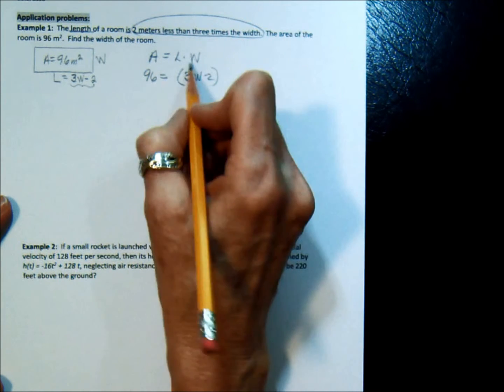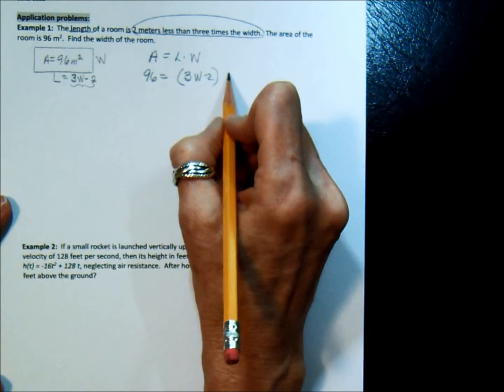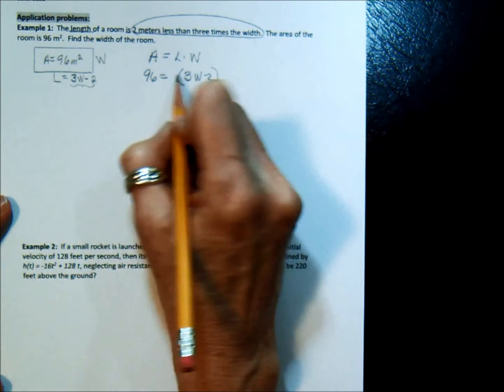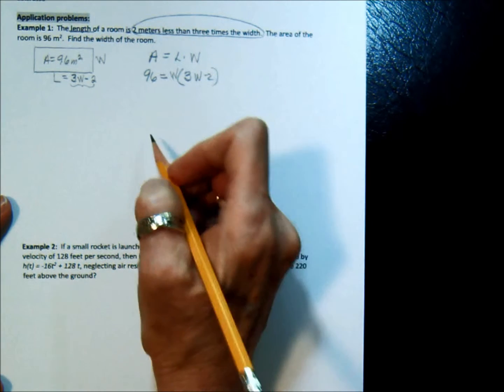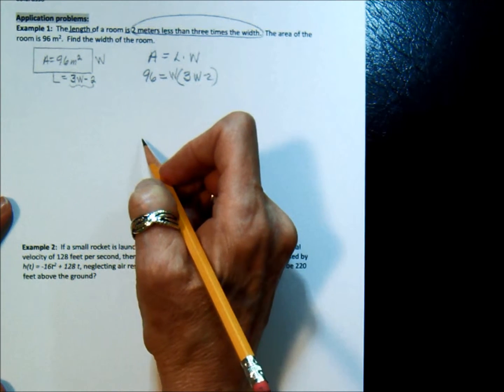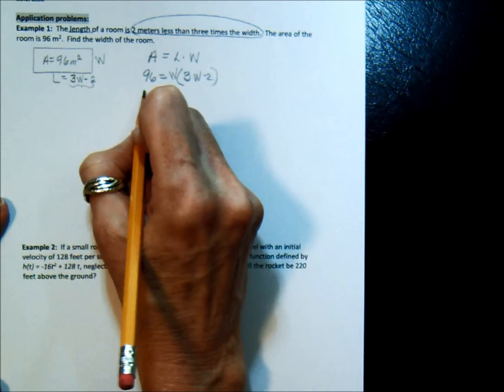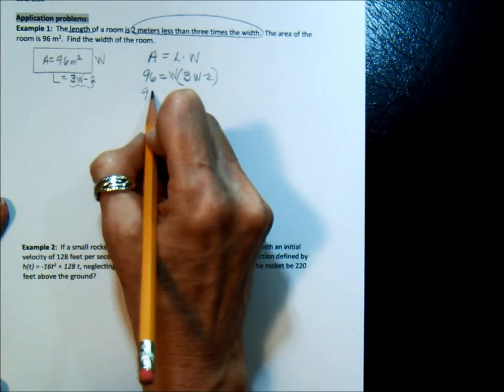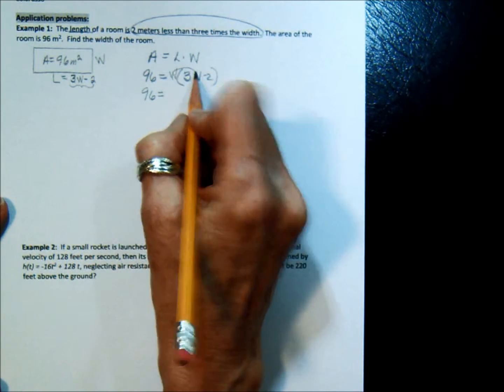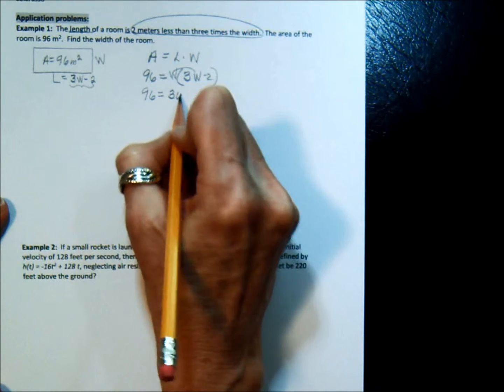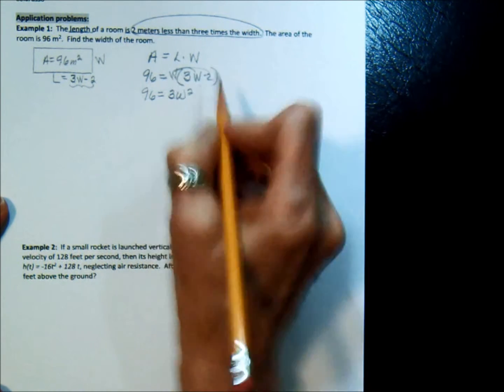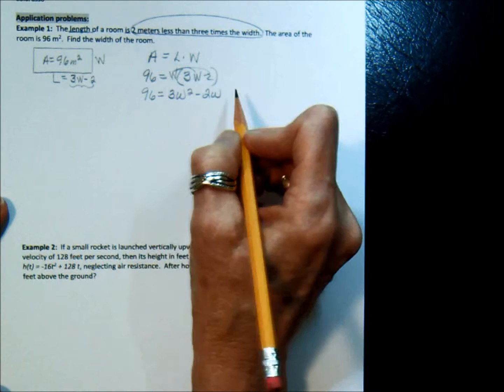Nothing. So since it's going to be multiplied, I could write it on this side, but I'm going to put it over here so it looks more familiar to you as a distributive property. Now I'm going to distribute. So 96 equals W times 3W is 3W squared minus 2W.